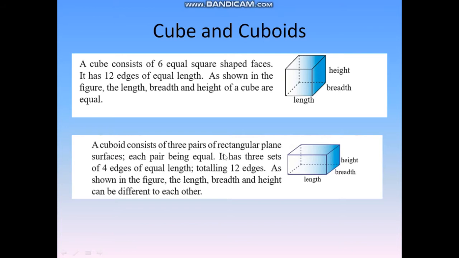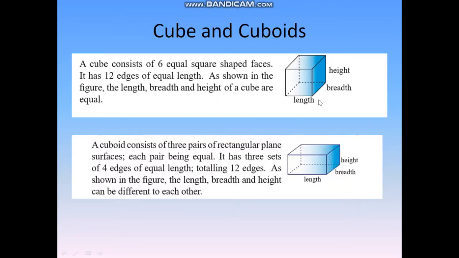When considering cuboids, a cuboid consists of 3 pairs of rectangular plane surfaces, each pair being equal. Now check this figure. This surface and the surface opposite to it are equal. Here also, the right hand side one and the left hand side one are equal to each other. The topmost one and the bottommost one are equal to each other. Here also there are 12 edges. You can count and see. So that is the difference between cubes and cuboids.